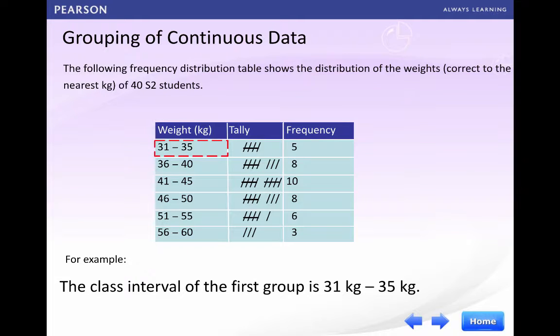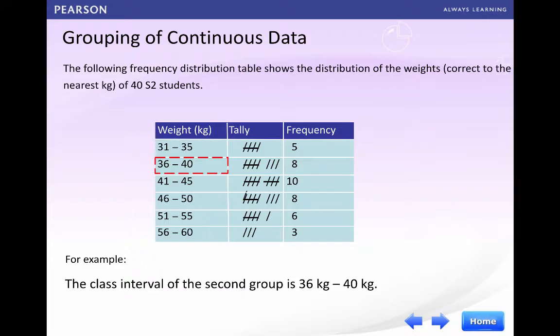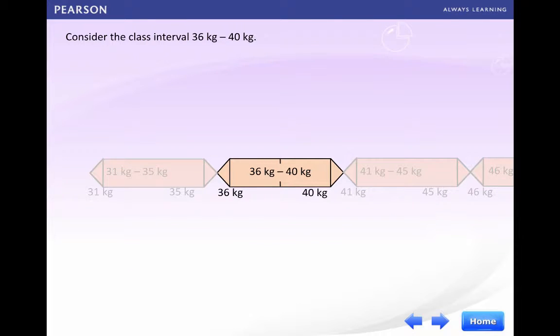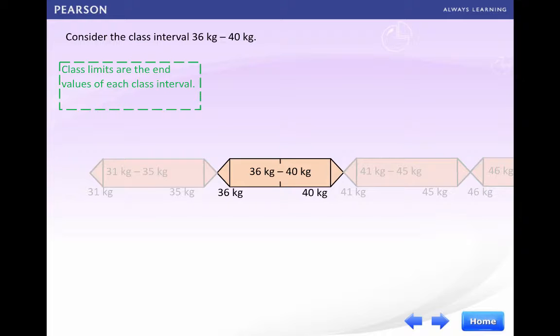And also, this class interval, for example, the first one, is 31 kg to 35 kg. And remember, you have to write down the unit kg for the class interval. And for another example, the class interval of the second group is 36 kg to 40 kg. We can look at the class interval in this way: 36 kg to 40 kg.